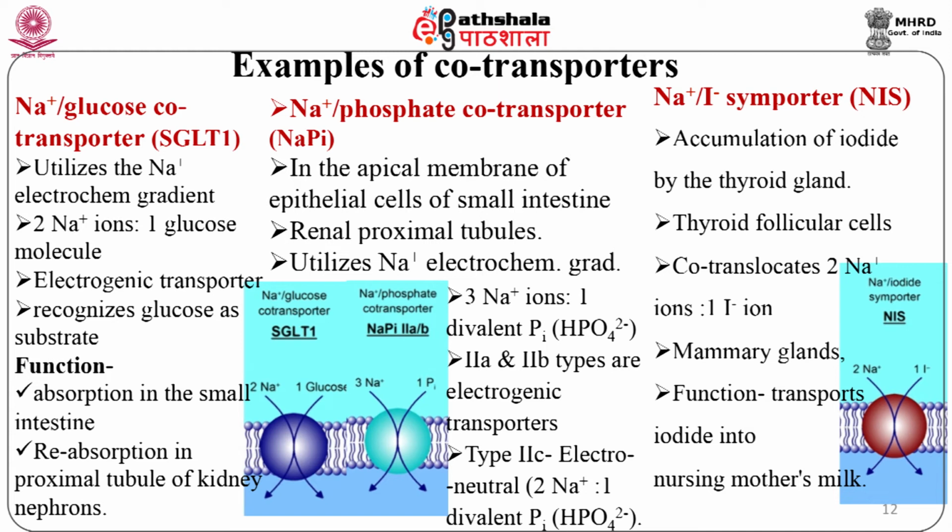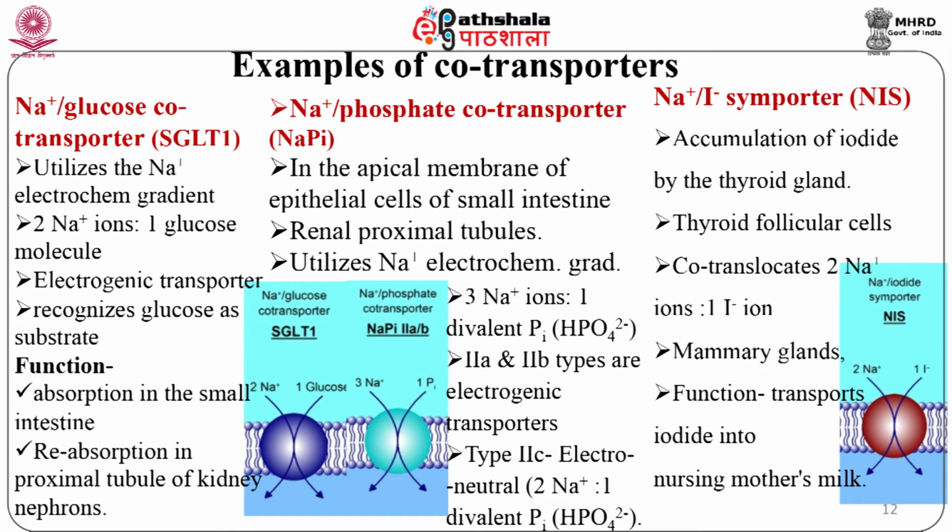In addition to glucose, SGLT1 recognizes galactose as a substrate. Its function is crucial to dietary glucose and galactose absorption in small intestine and reabsorption of the filtered glucose and galactose in the proximal tubule of kidney nephrons. Next example is Na+ phosphate cotransporters, that is NaPi. It is found in the apical membrane of epithelial cells of small intestine and renal proximal tubules. It utilizes the Na+ electrochemical gradient to drive the uphill transport of inorganic phosphate into the cell.